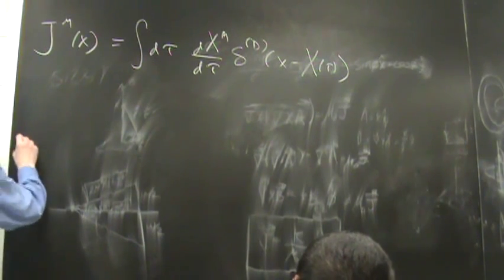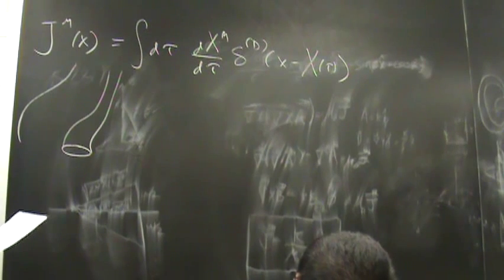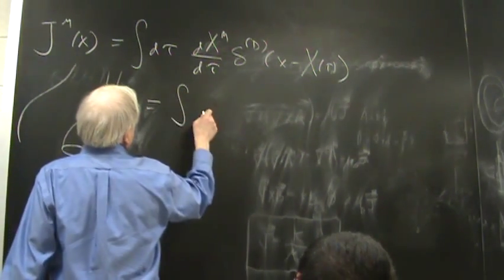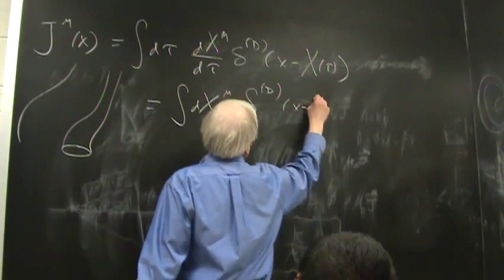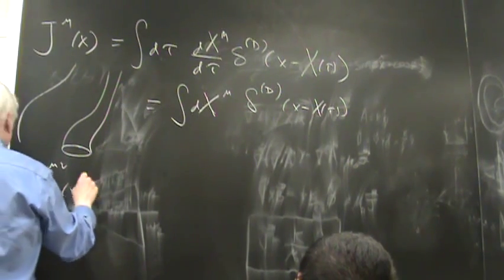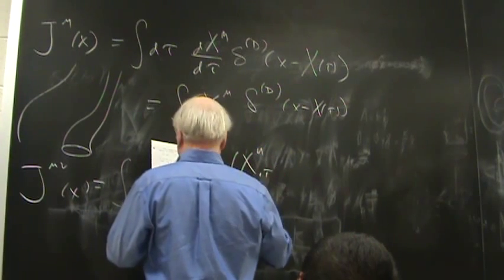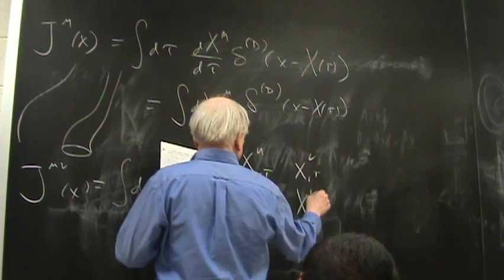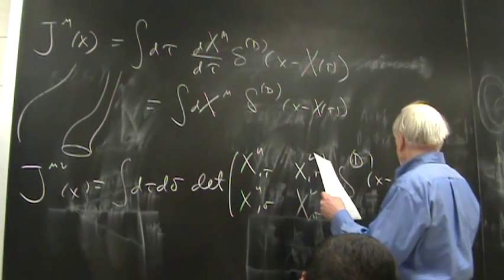So this is the world line for a particle. If instead we're talking about a string, then you have this world tube, I guess, of a string. And let me rewrite this slightly. This can be thought of as an integral dX^mu times delta^d(x minus X), essentially canceling those two. Now, J^mu nu of x for a string is the integral d tau d sigma of the determinant of X^mu comma tau, X^mu comma sigma, X^nu comma tau, X^nu comma sigma, comma meaning derivative by tau or sigma, of course. So this determinant times delta^d(x minus X(tau, sigma)).